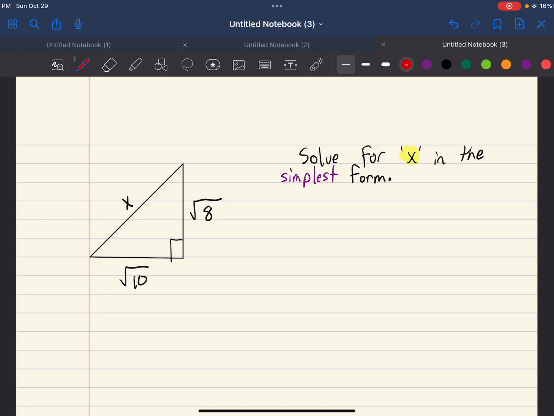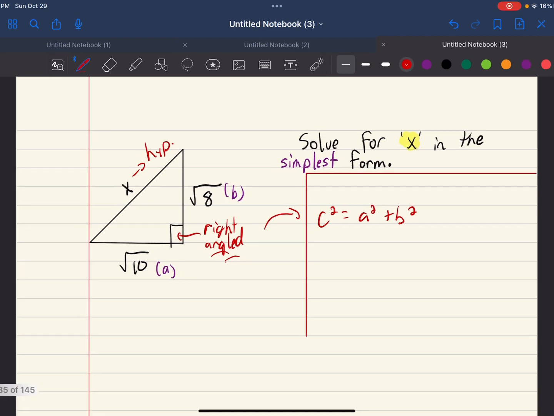So when we have something like this, we're asked to solve for x in the simplest form. Keep in mind that the x over here is the hypotenuse. And since this is a right-angled triangle, I'm just going to write right-angled, which means it has a 90 degree, we're going to use the c squared is equal to a squared plus b squared formula. And it doesn't really matter which one we label as a and b between the root 10 and root 8.